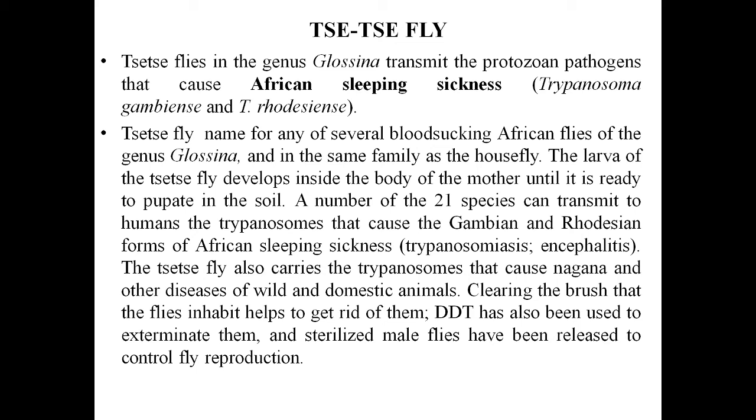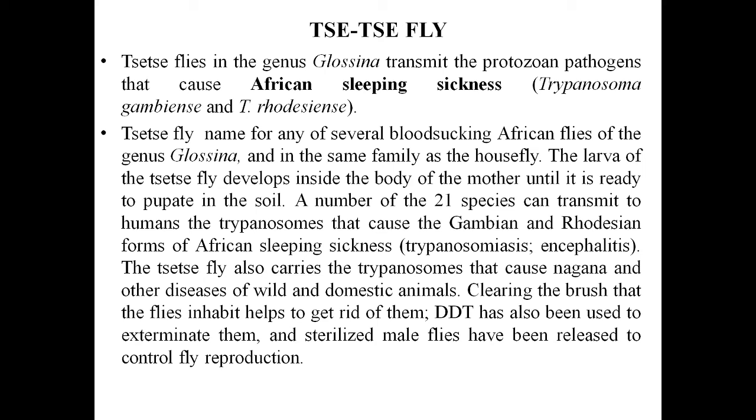Then the last vector is the tsetse fly, and these tsetse flies are of the genus Glossina. These transmit the protozoan that causes African sleeping sickness, caused by Trypanosoma gambiense, and it also causes oriental sore or skin sore, caused by Trypanosoma rhodesiense. These tsetse flies are blood-sucking flies of the genus Glossina, and the larva of the tsetse fly develops inside the body of the mother until it is ready to pupate in the soil.